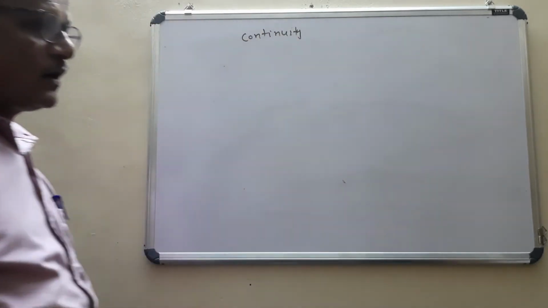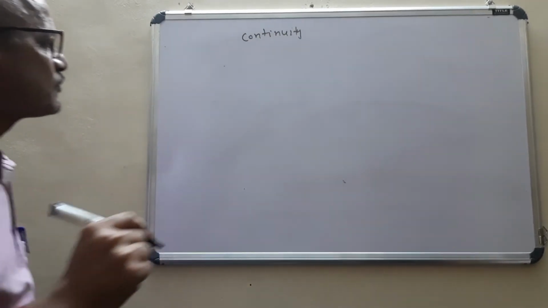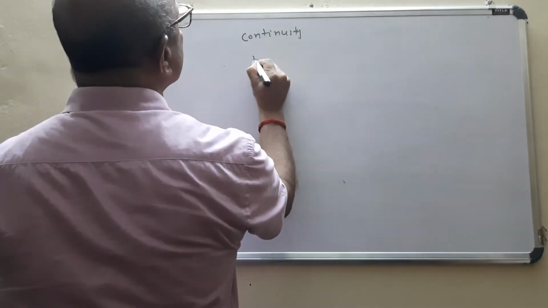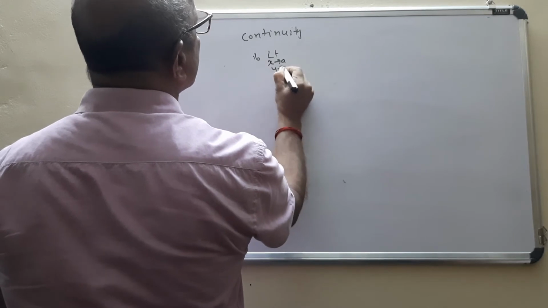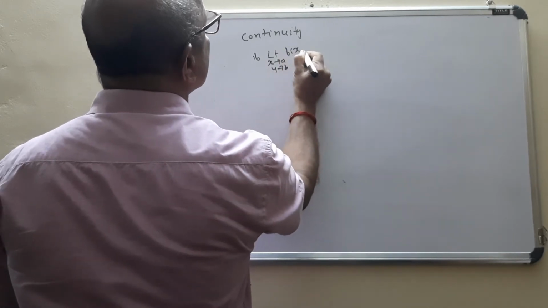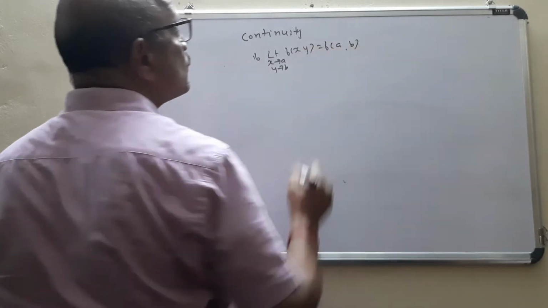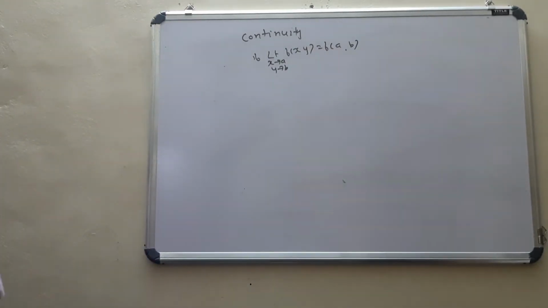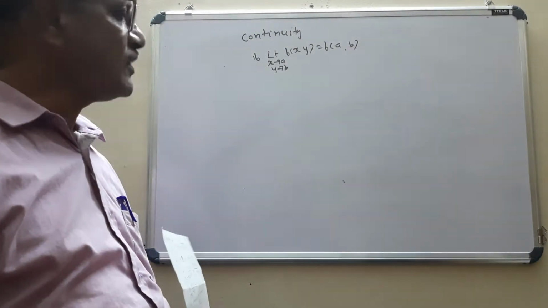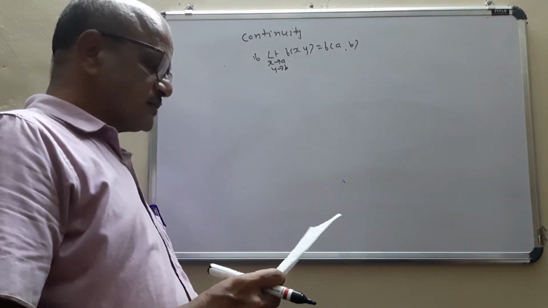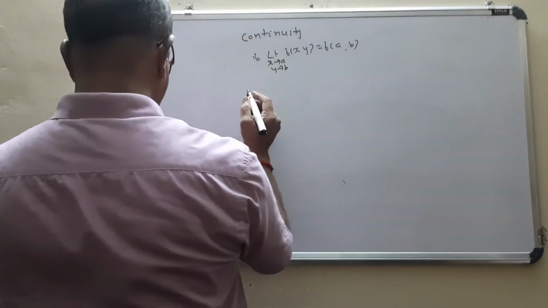As you know, a function of two variables is said to be continuous at x is equal to a and y is equal to b if the limit as x goes to a, y goes to b of f of xy is equal to f of ab. That means the limit of the function is equal to the value of the function. Then we say that the function is continuous. Now let us solve one or two problems on continuity.